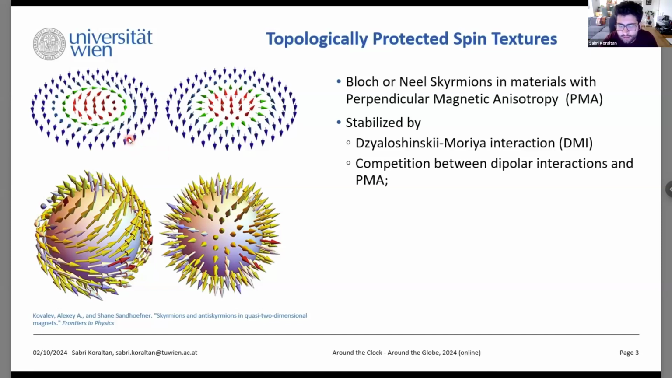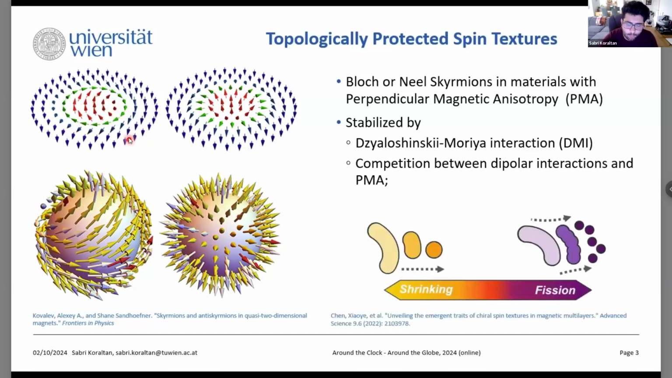When we now apply an out-of-plane magnetic field, several scenarios can happen. One of them is that we can have a stripe, a multi-domain state, and we apply a magnetic field. Then one of the stripes shrinks down and leaves behind one magnetic bubble or skyrmion.